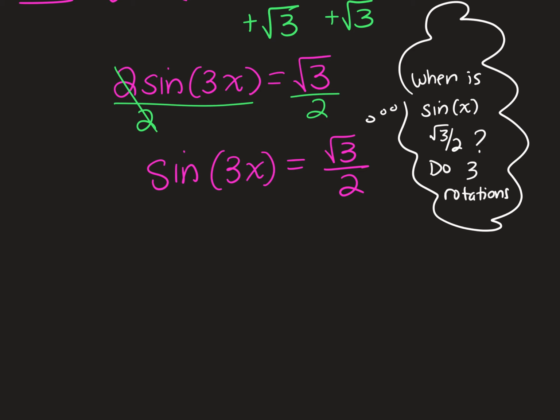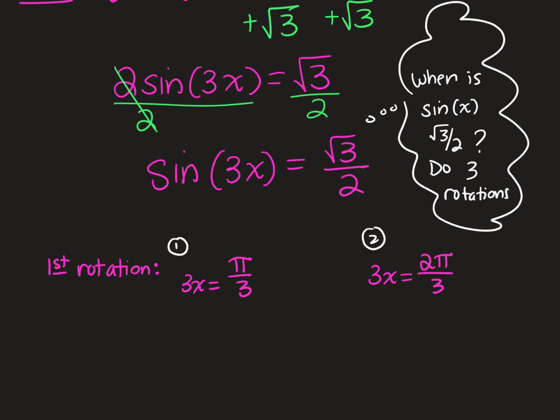So let's do this, and I'm going to try and color code this. If my first rotation, I'll try and leave a little more space this time between each equation. So my first rotation is going to be at pi over 3 and 2 pi over 3. Okay, and that's when 3x is equal to each of those. So that's going to give me 2 equations.